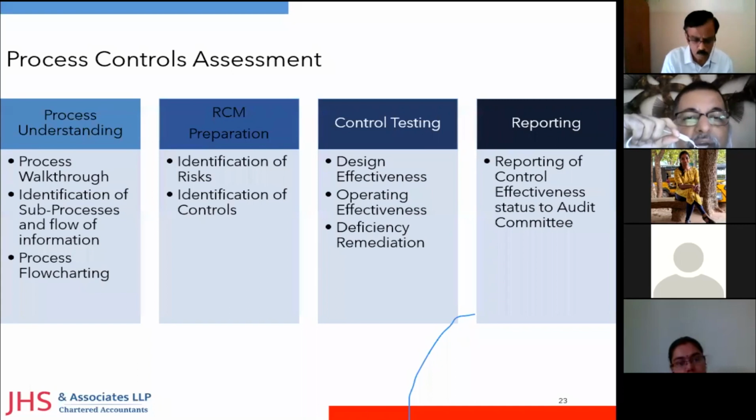So here we identify risks in terms of what can go wrong at each process step. And we will see an example of a risk and control metrics. And then we overlay that with our internal control testing strategy, as sampling strategy. We do the control testing in terms of design effectiveness, operating effectiveness, and we give a control deficiency chart to our clients, to our auditees, so that they can do the remediation of the deficiencies. And finally, we do the dashboard reporting.